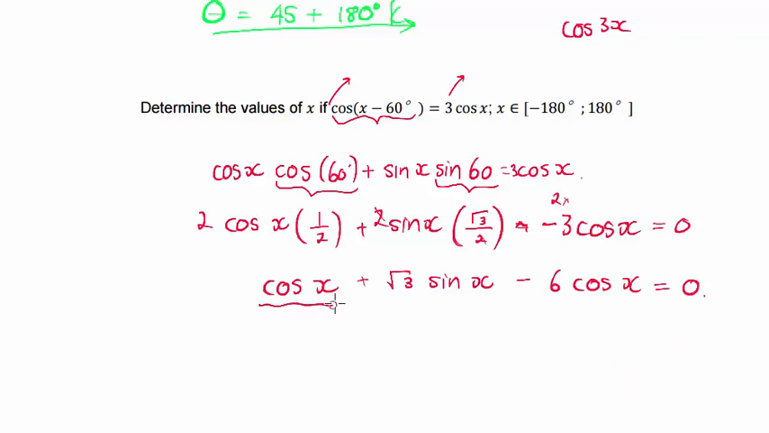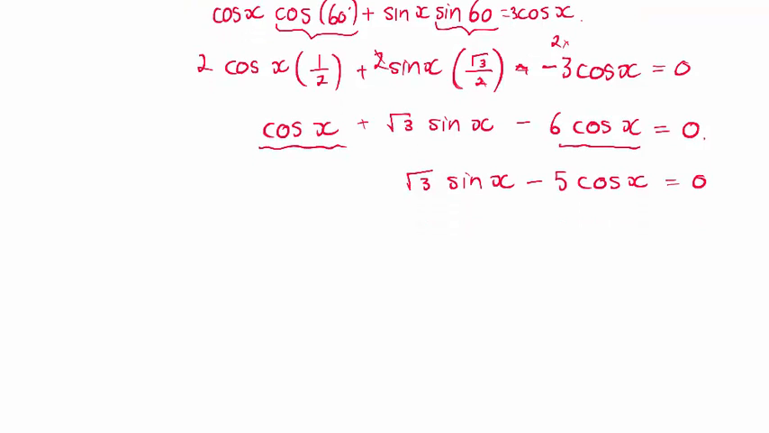Now I notice, okay, this one and that one I can add together. So I've got 1 cos here, I'm subtracting 6 there, so I'm left with negative 5 cos x equal to 0, and here I've got a square root 3 sine x. I wonder if you guys can take it from here. What could we do now? Remember, my aim is to get a single trig ratio equal to a constant.